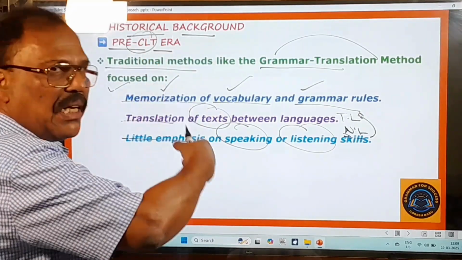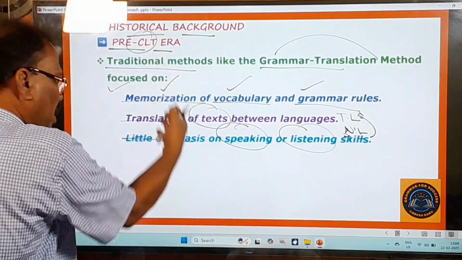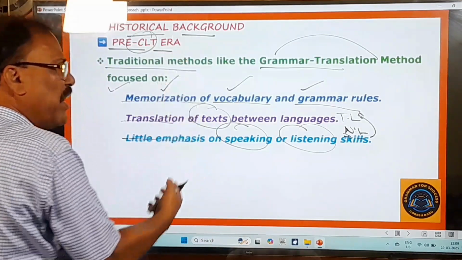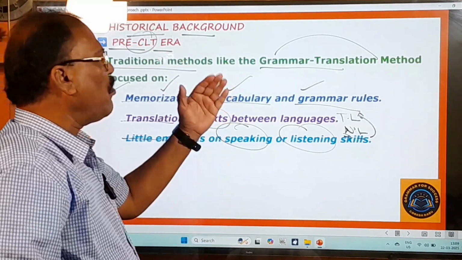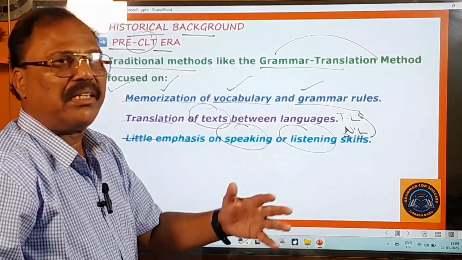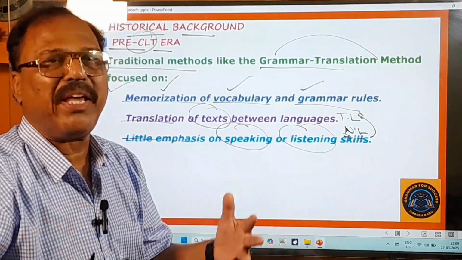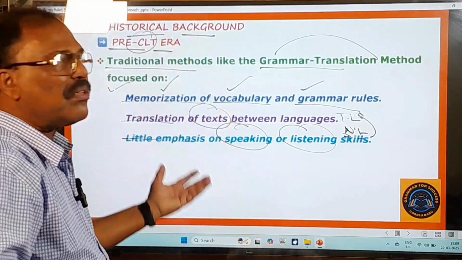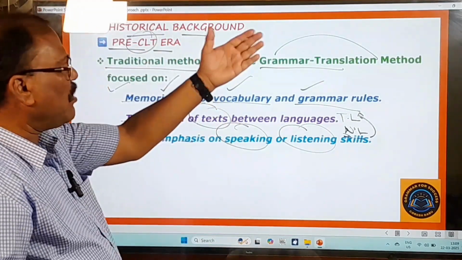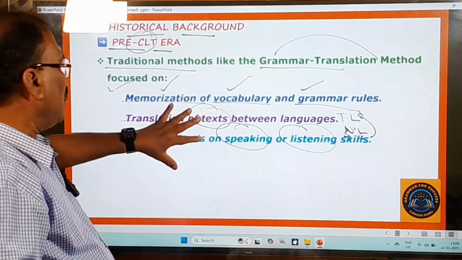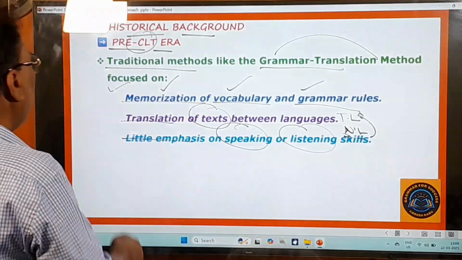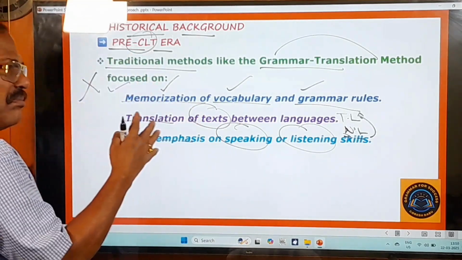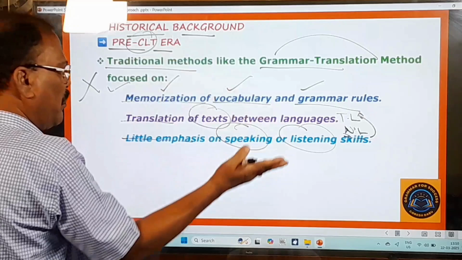So why did CLT come into existence? Because of these minus points. If you learn only vocabulary and grammar rules, that itself is not enough if you want to speak the language fluently and effectively. Other things are also important. But the grammar translation method asked the students to do only these things, so that's why this method failed before CLT came into existence.